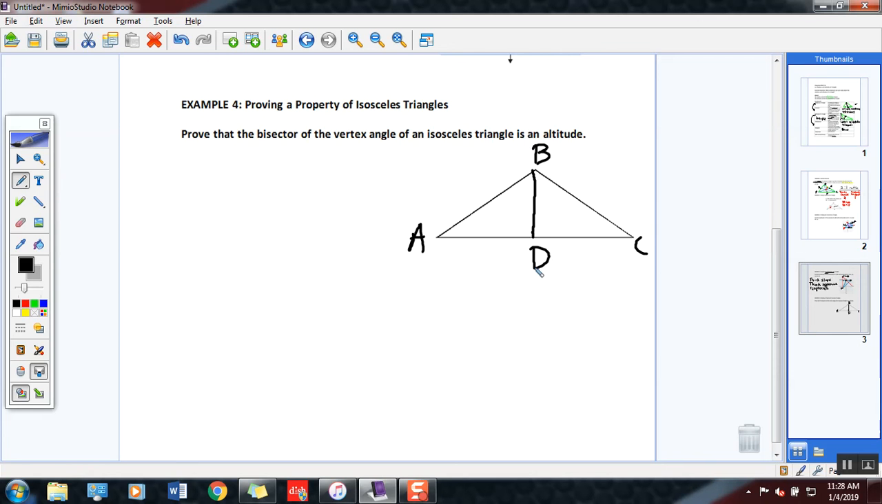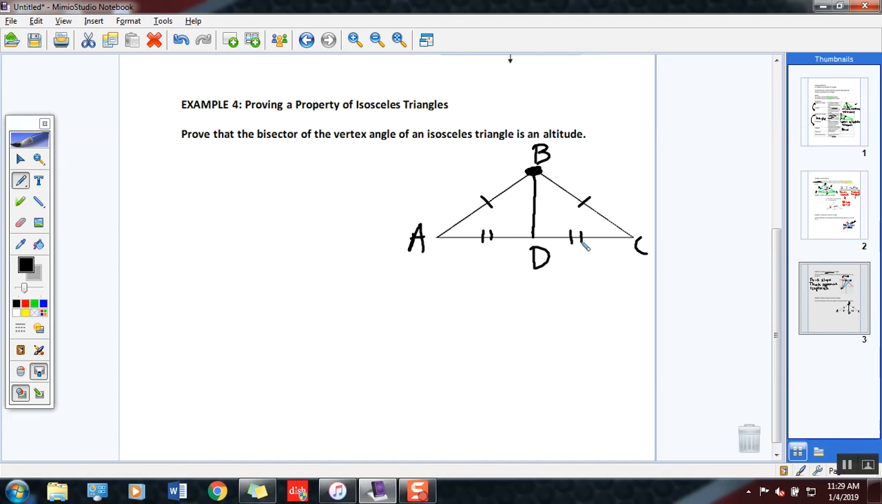Okay, right here we go. What kind of triangle is this? This is isosceles, which means this and this must be the same. So here's the deal. If B is equidistant from A and B is equidistant from C, then that means any point on this line is equidistant from what? So what's that mean about the distance from A to D and D to C? They're the same, right?